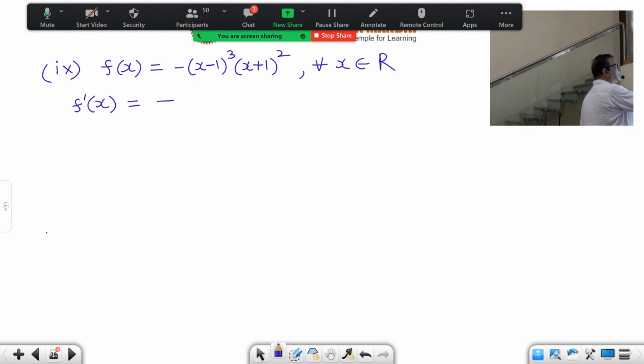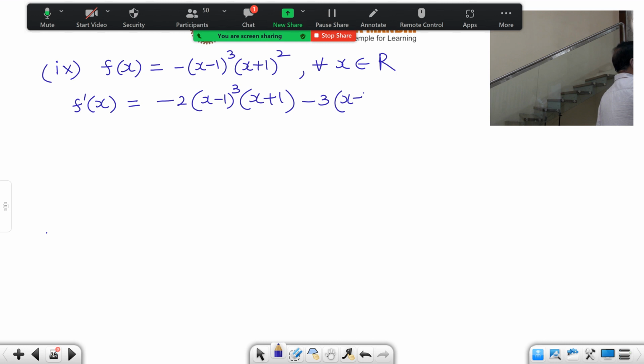So u I will write as it is, minus of (x minus 1) whole cube. Now what is the derivative of (x plus 1) whole square? 2 into (x plus 1). Next, what is the derivative of minus of (x minus 1) whole cube? Minus 3 into (x minus 1) whole square, that's all. And (x plus 1) whole square we will write as it is.